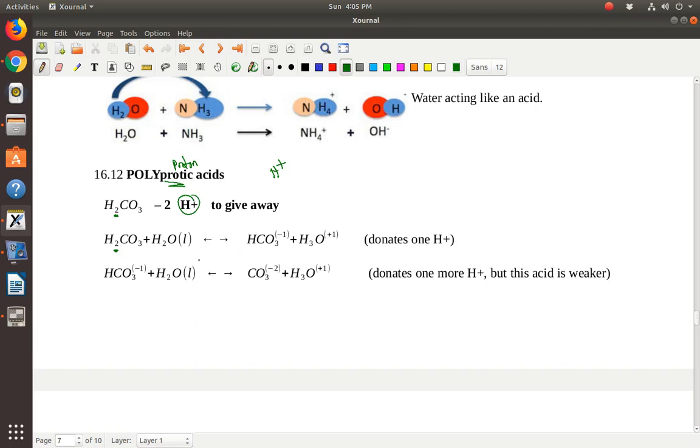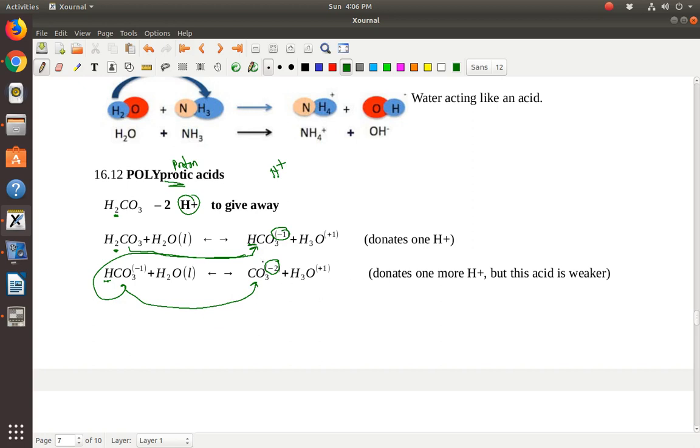It gives away one hydrogen, so now it has one left. And when it does lose that hydrogen, it becomes a -1 charge. Here, it only has one hydrogen, and it gives away the second one, and now it has a -2 charge. So this is the same substance. First, it gave away the first hydrogen, and then here it gives away the second hydrogen. So it had 2 hydrogens to give away.